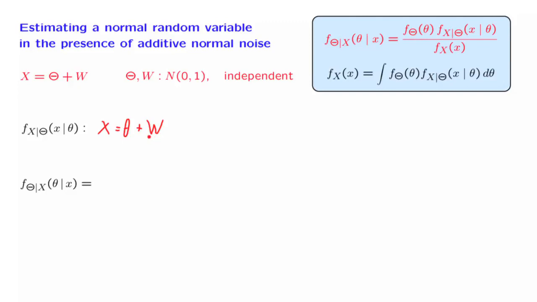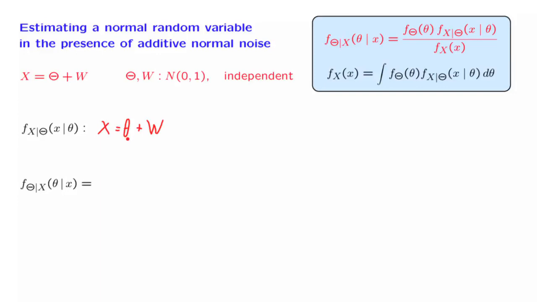Now, W is independent of theta. So, even though I have told you the value of theta, the distribution of W does not change. It is still a standard normal. So, X is a standard normal plus a constant theta.